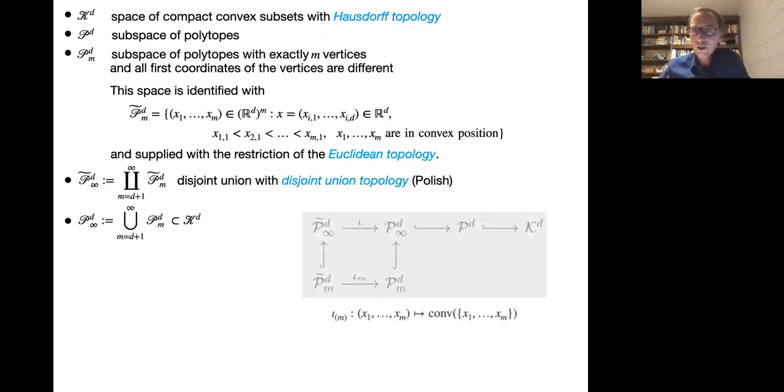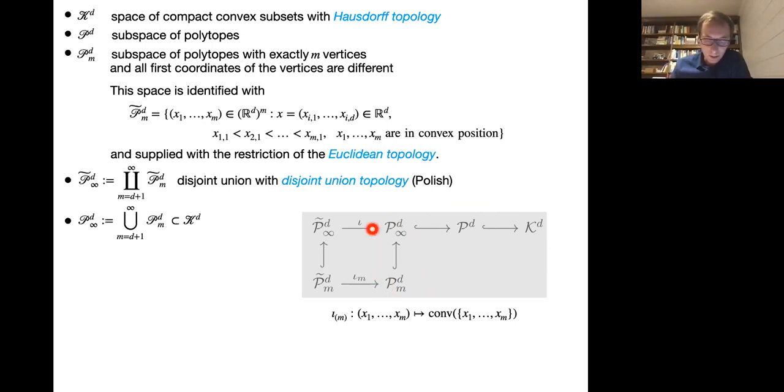So these diagrams should illustrate the situation. Here you have the space of convex bodies. In the space of convex bodies, there is sitting the space of polytopes. And here is this space of very special polytopes, namely the disjoint union of all these spaces P_m^d of polytopes having exactly m vertices, where all the first coordinates of vertices are different. So this plays in the space of convex polytopes.